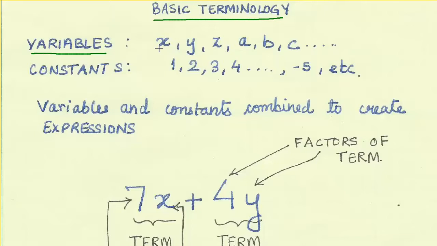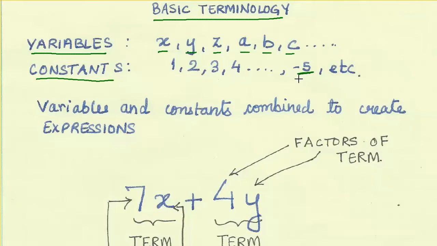But we represent variables by alphabets, for example X, Y, Z, A, B, C, and so on. And I would just like to re-emphasize that these variables denote quantities. These are numbers, but these are quantities which can take on different values. Then we have constants. As the name suggests, constants are numbers, and they could be positive like 1, 2, 3, 4, or they could be negative.